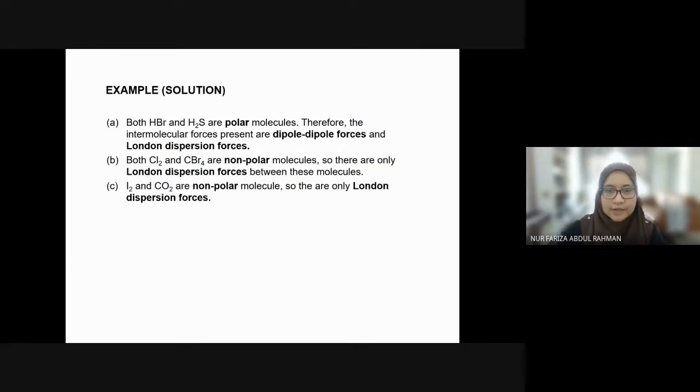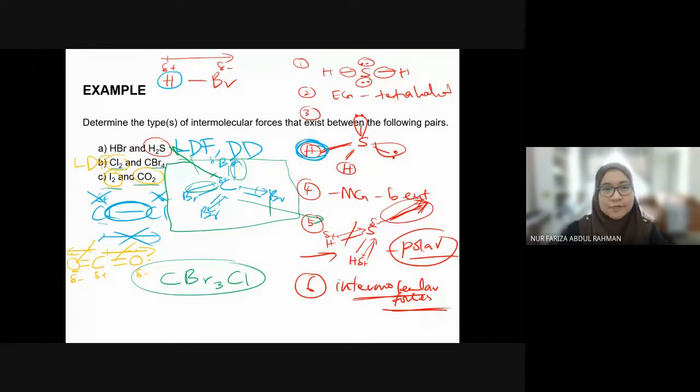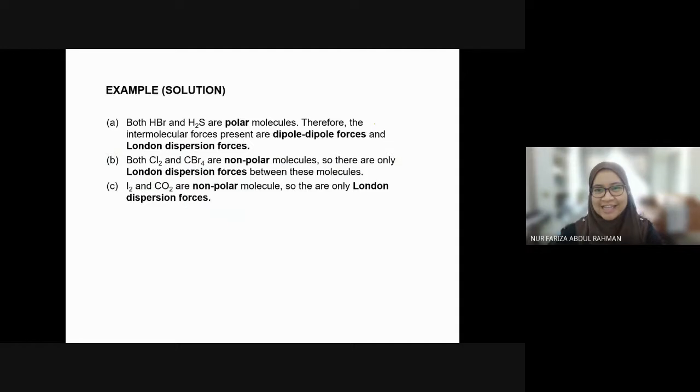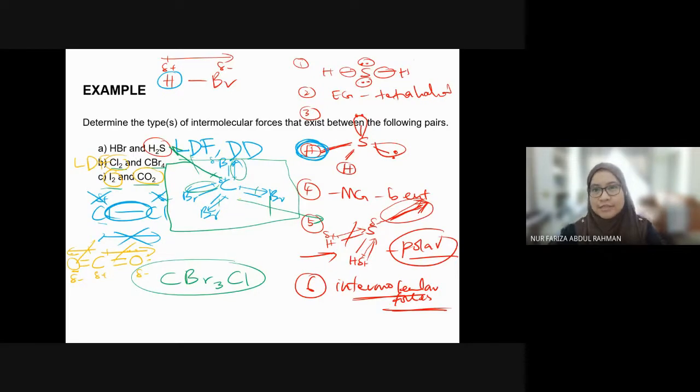Okay, it's not as simple as just looking and knowing, unless you have done so many practices, then you can just look and know. But if not, you have to go through the process. It looks easy, like it's just stated here, but actually this is the process. You have to know this because you want the molecular geometry in order to determine the polarity, and then only you can go for intermolecular forces.